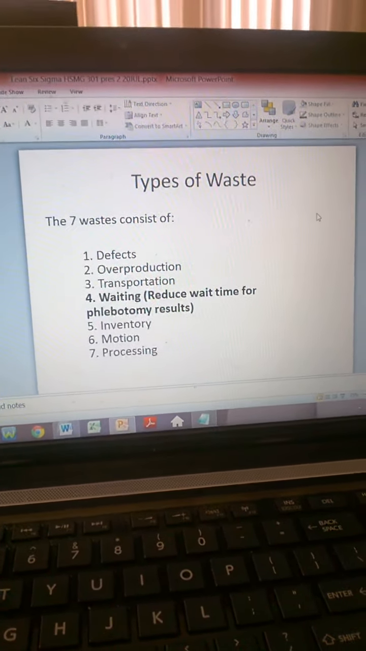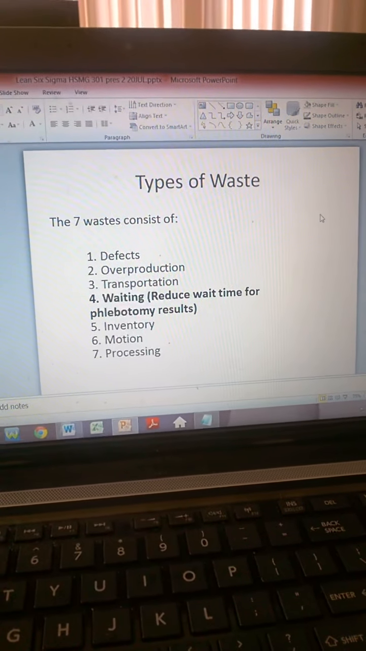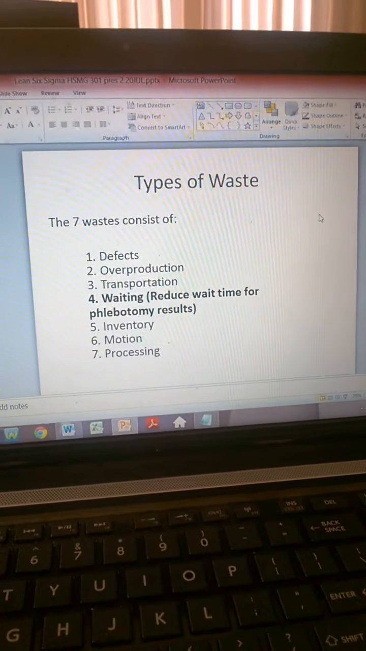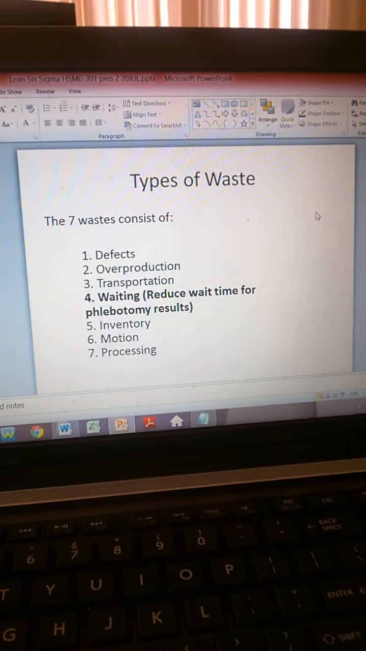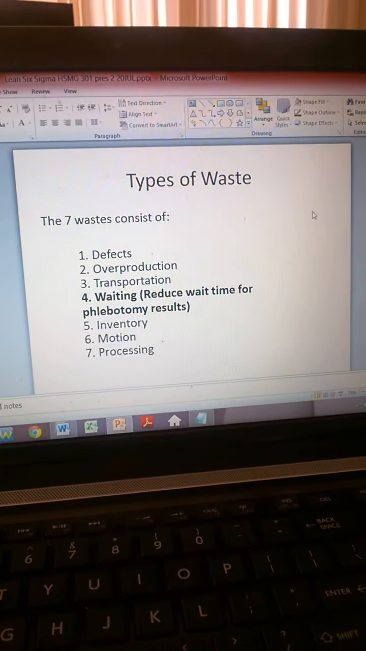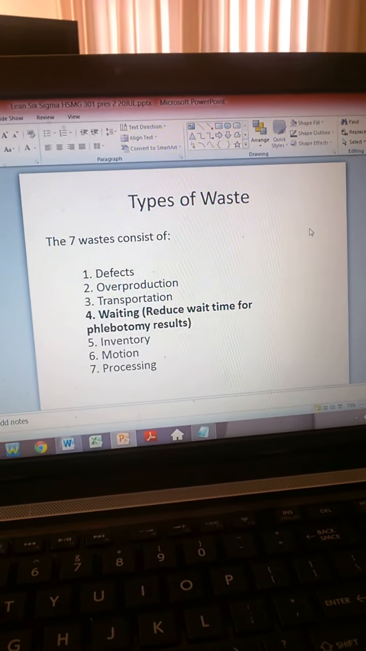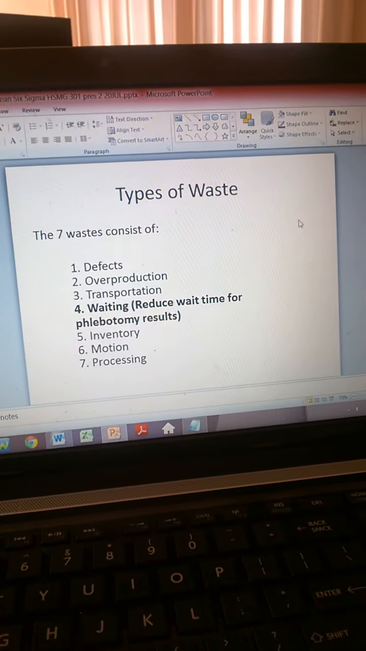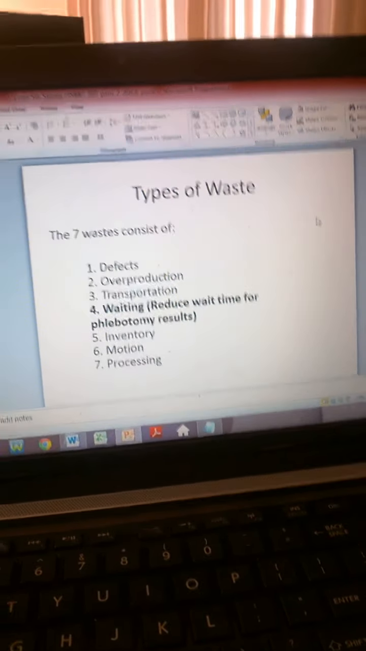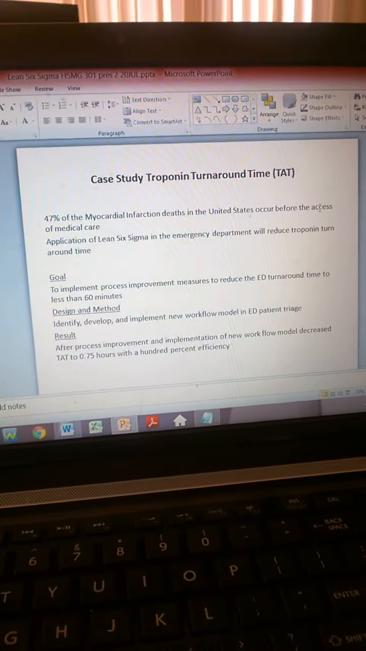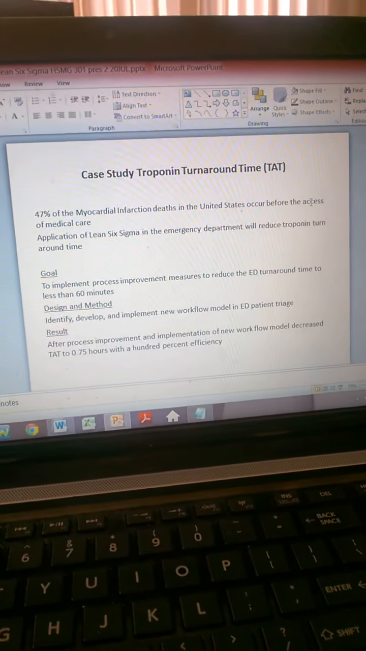There are 7 types of waste: defects, overproduction, transportation, waiting, inventory, motion, and processing. What I have chosen is waiting. Reduce wait time for phlebotomy results. Case study: troponin turnaround time.